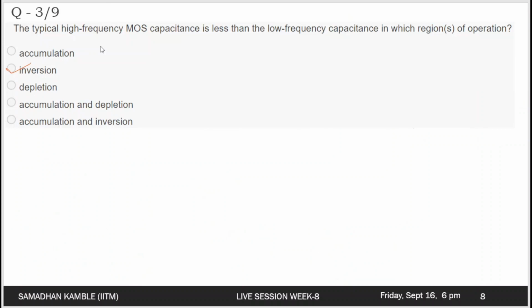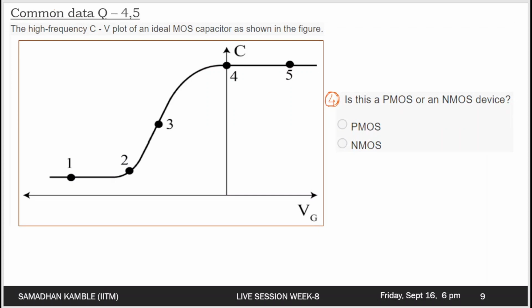Okay, yeah. Okay, so after this question, let us go to question number 4. This is again a quite simple question based on the CV characteristics only. This is the high frequency CV characteristics shown for the ideal MOS capacitor as shown in the figure. It is based for question number 4 and 5. Again, straightforward, can you tell me which type of MOS it is? Is it a PMOS or an NMOS? Guys, please answer.